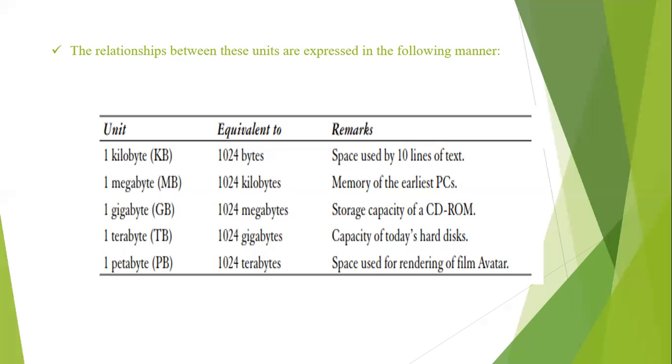Then after KB comes MB, megabyte. 1024 kilobytes. I mean, 1 kilobyte is equal to 1024 bytes. 1 megabyte is equal to 1 into 1024 into 1024 bytes. It's 1024 kilobytes. Memory of the earliest PCs, the memory of our beginning computers, was roughly 1 megabyte.